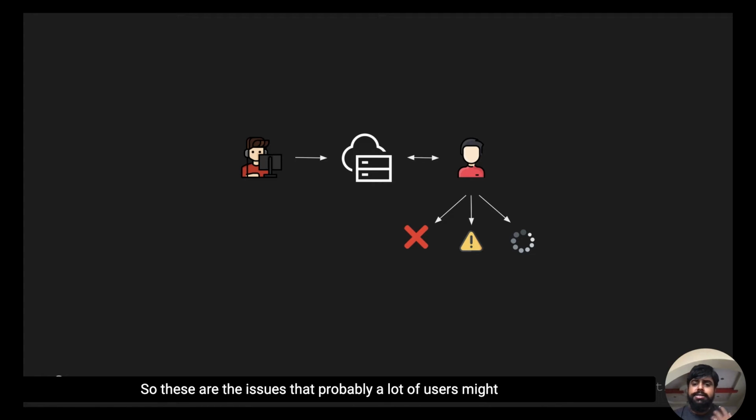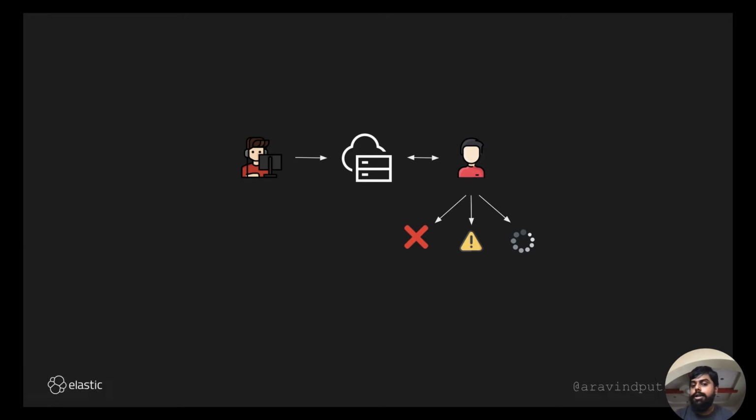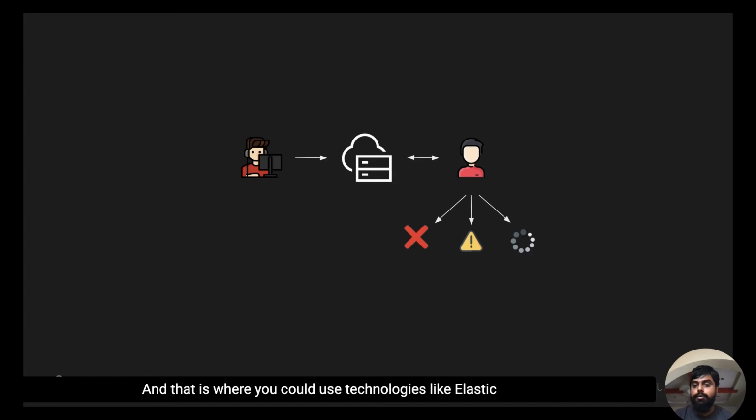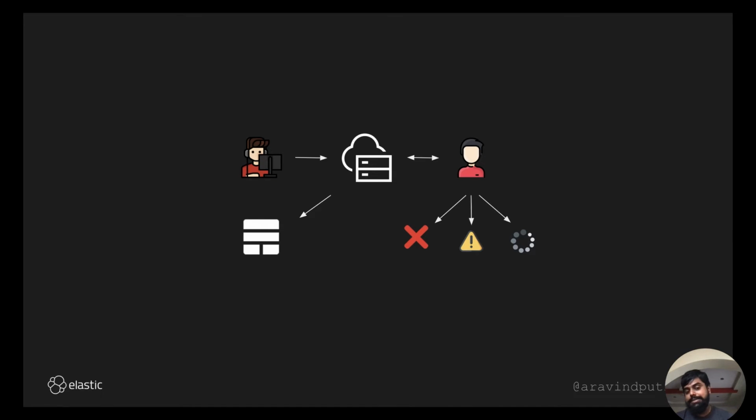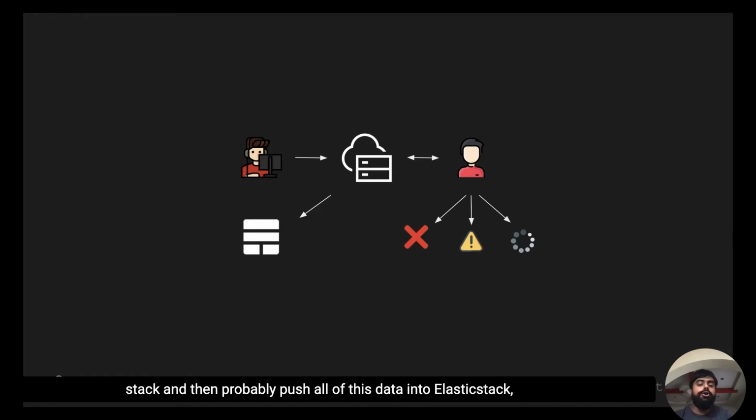So these are the issues that a lot of users might be seeing, but you as a developer sitting on the other end might not have great knowledge of all of this. And that is where you could use technologies like Elastic Stack, push all of this data into Elastic Stack, and thereby enable that bidirectional reporting and monitoring throughout your infrastructure, getting to know what events are happening in your infrastructure.